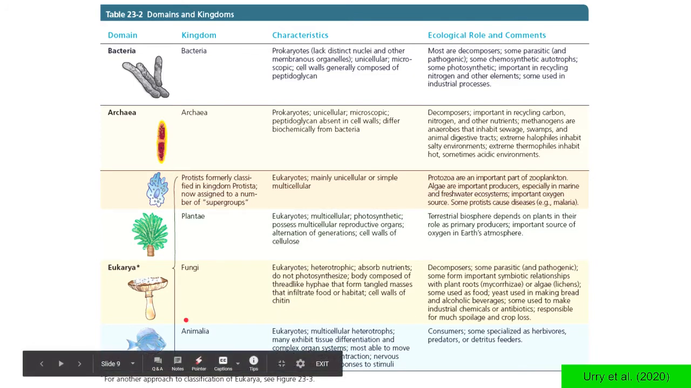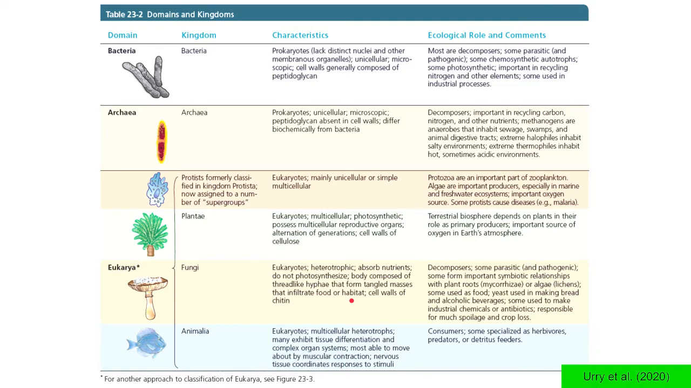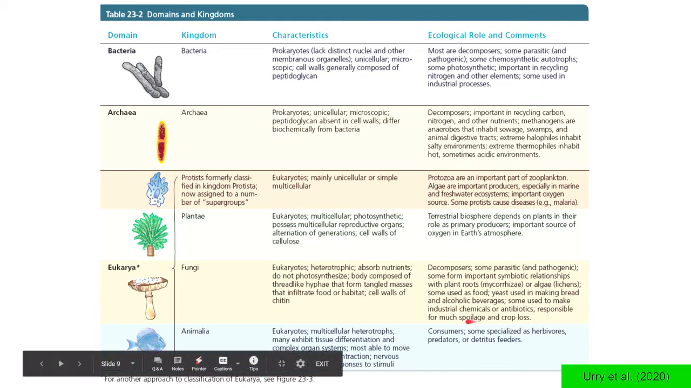Kingdom Animalia, so these are your eukaryotic organisms that are mostly multicellular. They're also heterotrophs. They cannot make their own food, therefore they need to feed on other organisms. Most of them can move through muscular contraction. In an ecosystem, they are mostly the consumers. Some could be specialized as herbivores, some could be omnivores, or others are carnivores. They could also be top predators or detritus feeders.